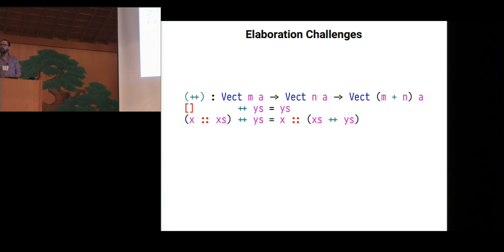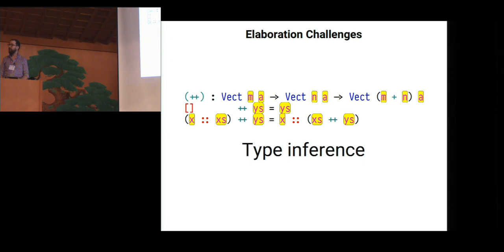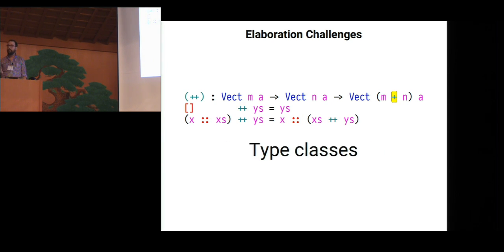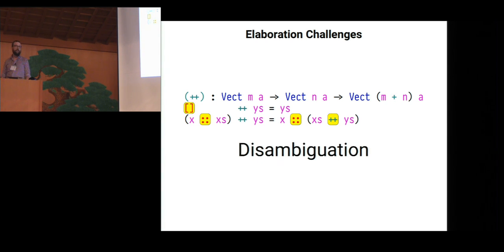So some of the challenges that arise when converting this append into the more complicated append in the core language include things like type inference, because we don't want to have to annotate the types of all of these things. We also have things like implicit arguments. So append takes all these lengths and the type arguments. Cons is taking the length and hiding it behind the scenes. Type class resolution has to happen, right? We need to find our dictionary. We need to be able to disambiguate the different notions of cons and nil that arise and know that we're in the vect one rather than the list one.